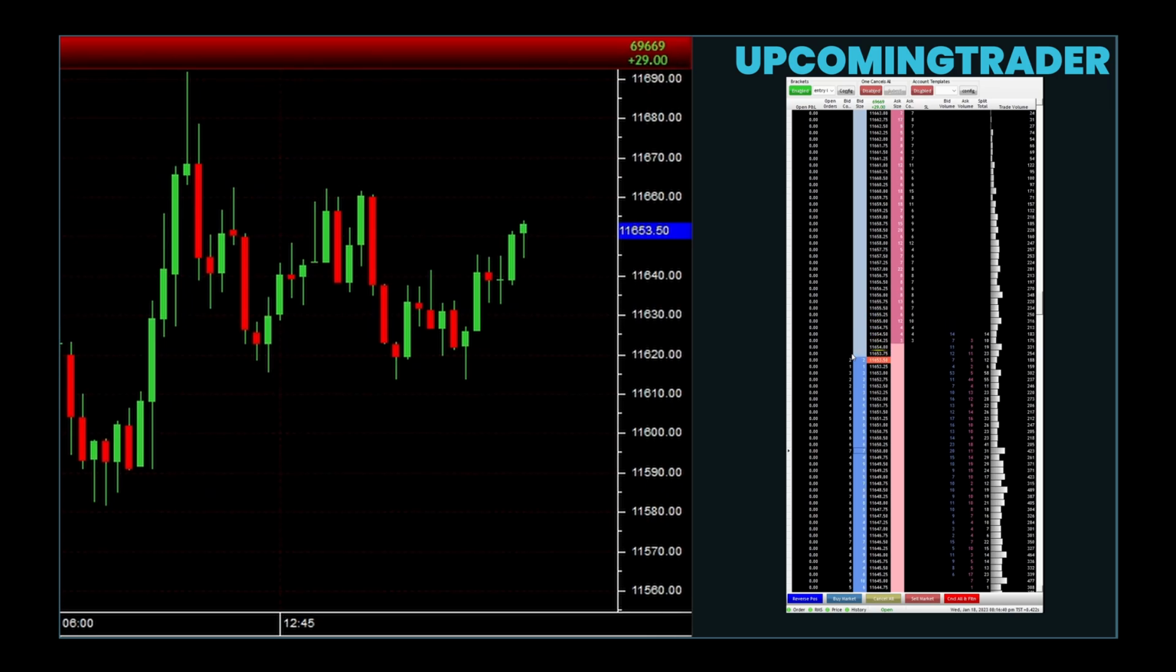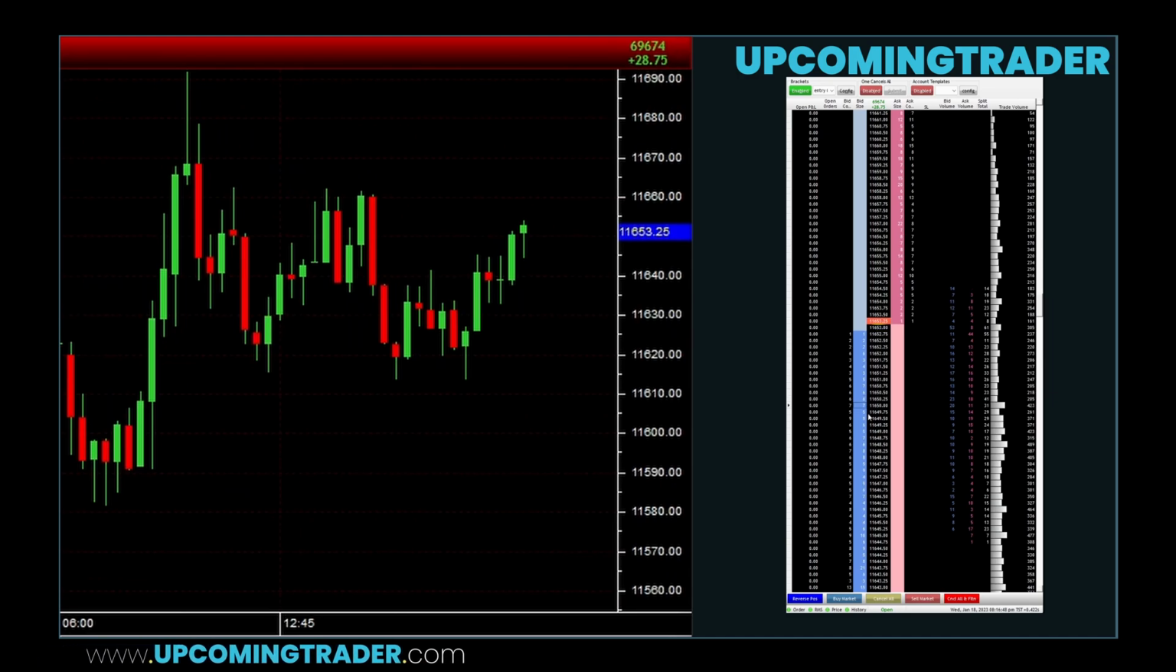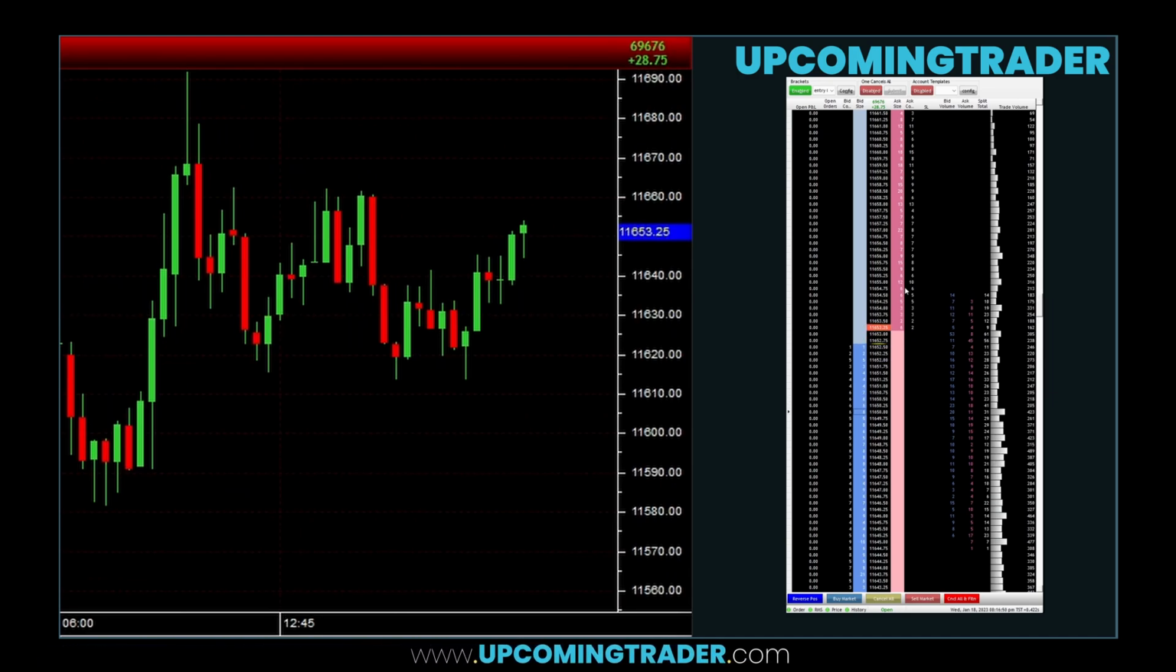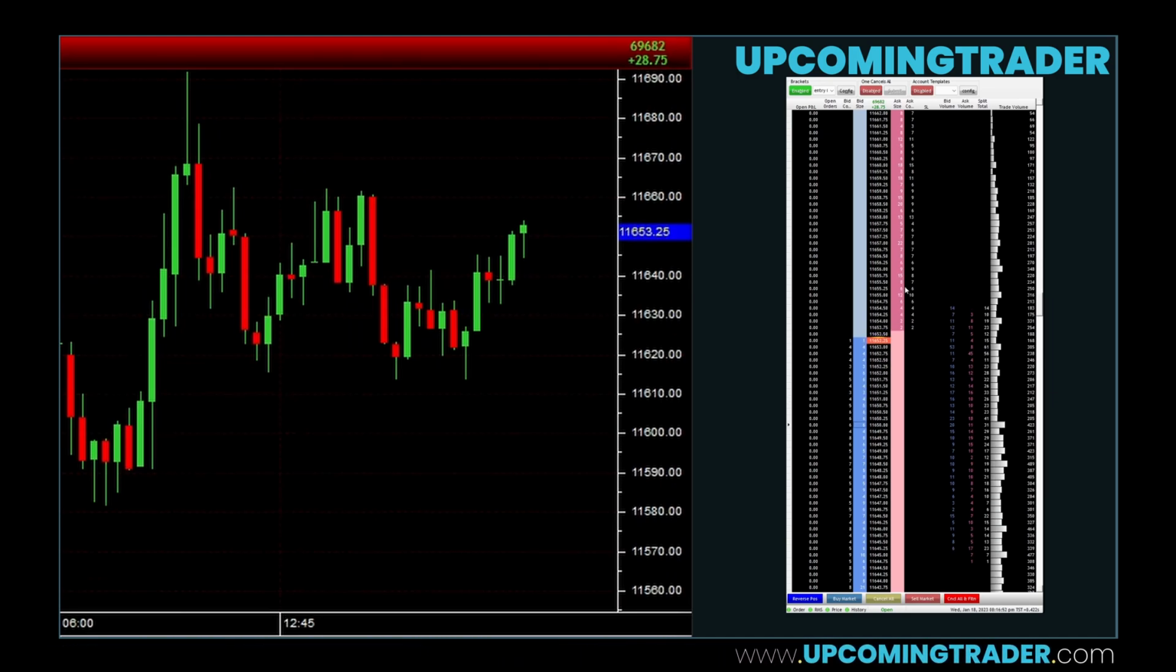The order book can help you figure out where the market might go next. If you see a lot of buy orders sitting just below the current price, that can mean the price might not drop much further. On the other hand, if there are lots of sell orders sitting just above the current price, that might mean the price will have a hard time moving higher.